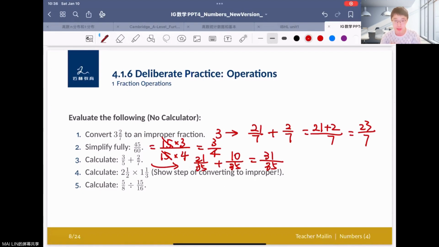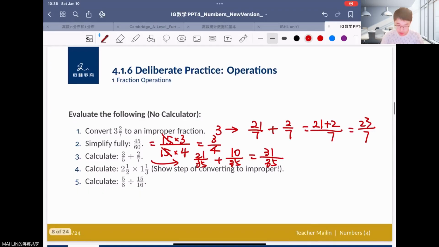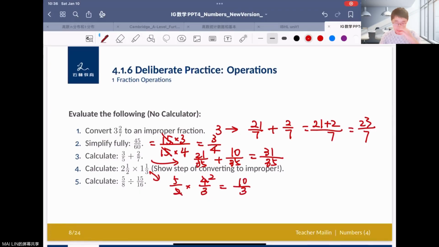And for the next problem, 2 and a half times 1 and a third. So here it is 5 over 2 times 4 over 3. Okay, so here you can just write it down as 10 over 3. And for the fifth question, we have 5 over 6 divided by 15 over 16. So we can reverse the fraction into 5 over 6 times 16 over 15. And here we can divide by 5 and by 8, and the final answer is 8 over 9.